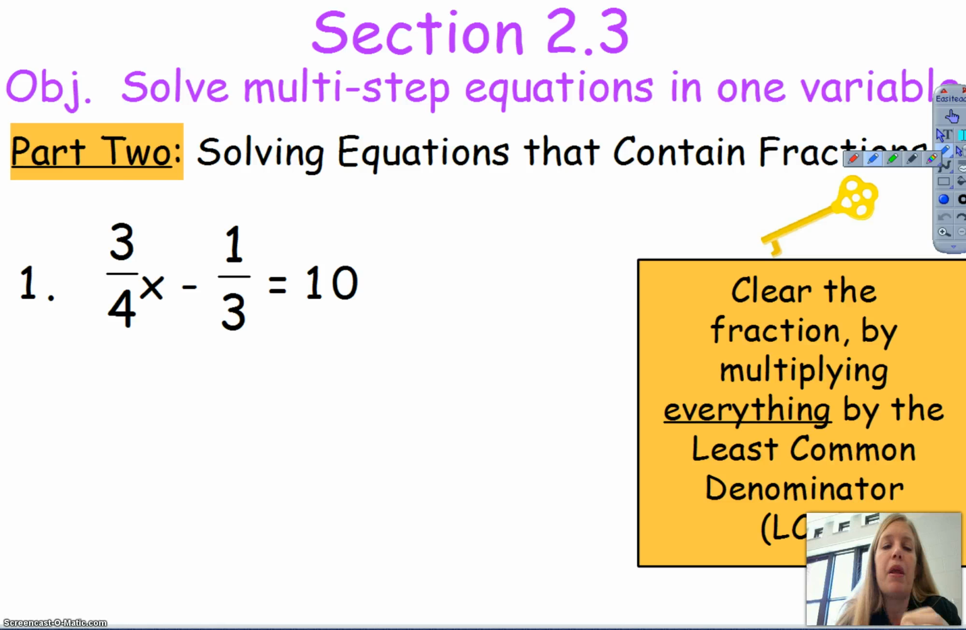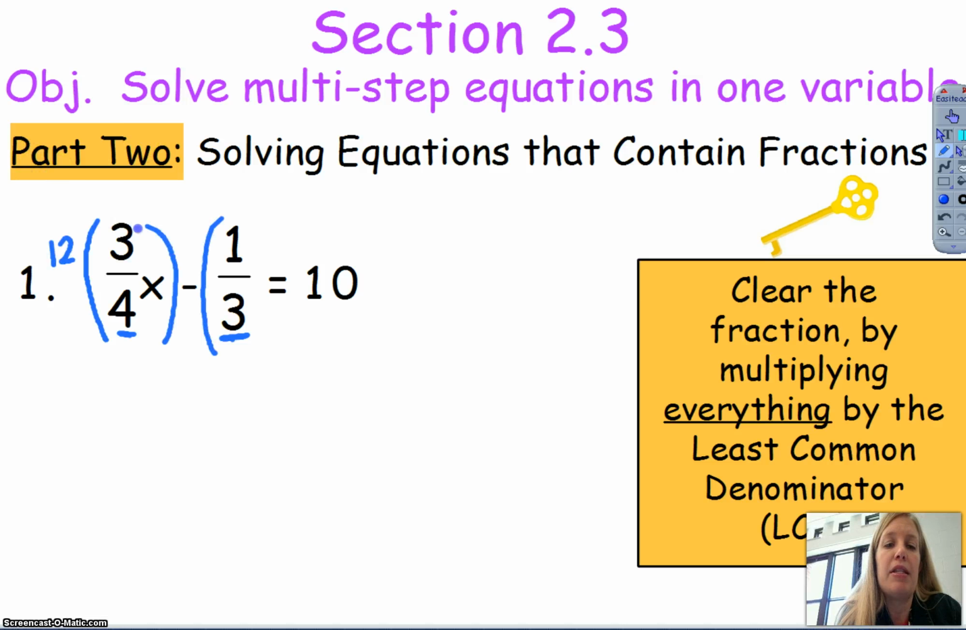So let me explain. In number 1, we have this 4 here, and we have a 3. And I really don't want to deal with the fractions. So the way to deal with that is if I had to make those have a common denominator, it would be 12. So I'm going to multiply this by 12, this by 12, and this by 12. Everything, notice how everything was underlined here. Everything by the LCD.